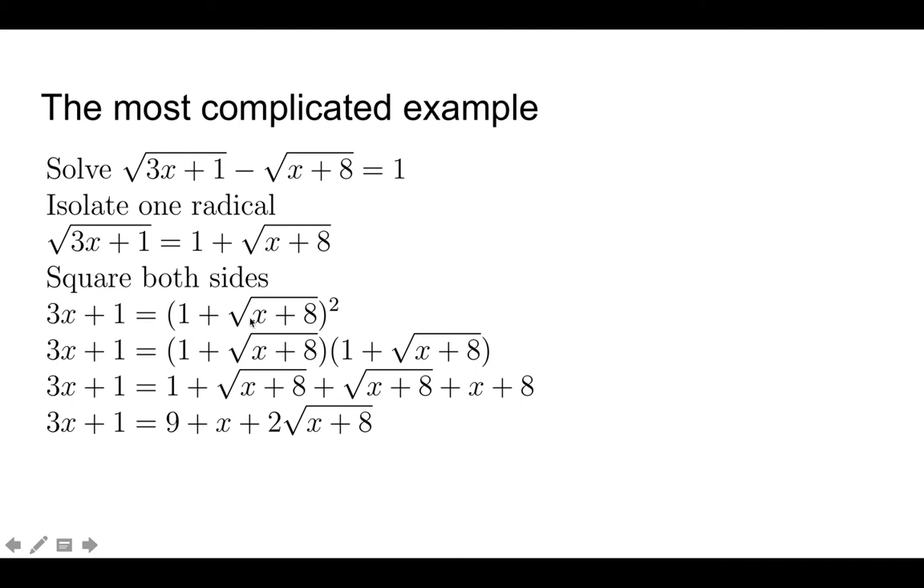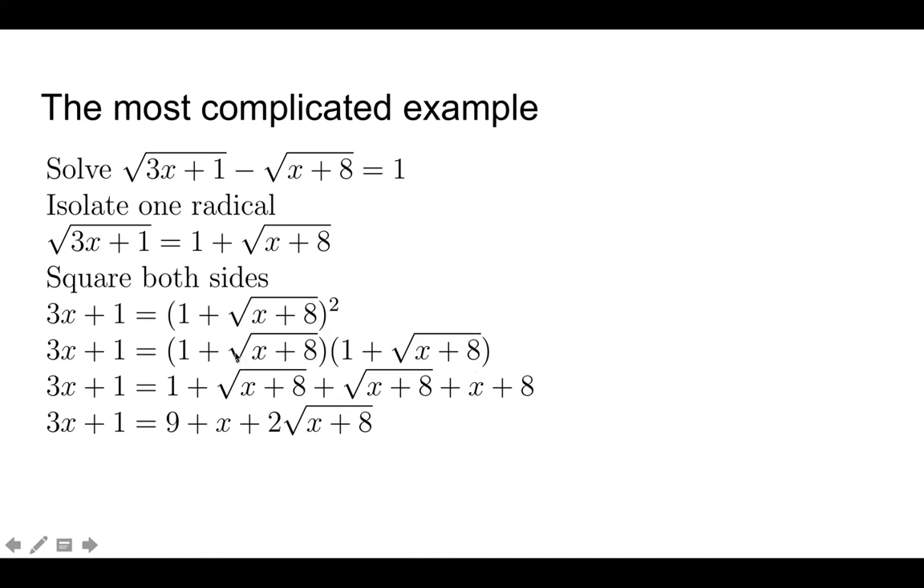And I have to FOIL that out. So 1 times 1 is 1. 1 times root x plus 8 is root x plus 8. For the inners, root x plus 8 times 1 is root x plus 8. And for the last, root x plus 8 times root x plus 8 is root x plus 8 quantity squared. The square and the square root just cancel out. We just get x plus 8. Stare at that. Make sure that makes sense. Root junk times root junk is just junk.